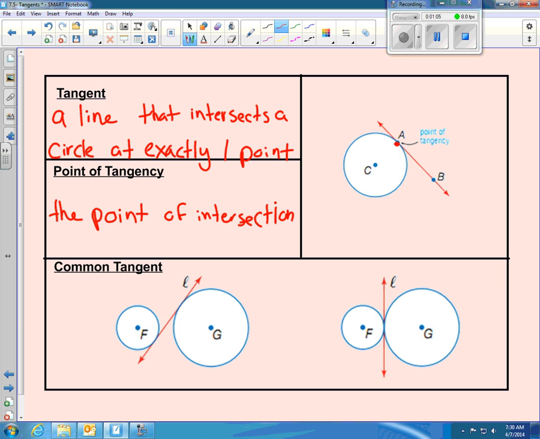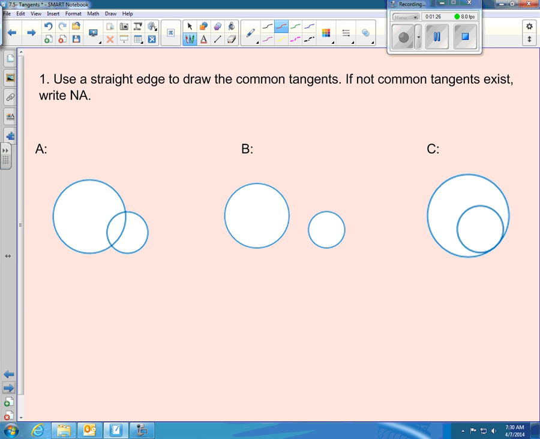And then we have common tangents. Common tangents are going to be things that touch multiple circles, but still touch each circle in only one place. So for example, line L touches circle F there, and circle G there. And then here, line L touches circle F and circle G at the same place. So let's do a few examples where we draw a common tangent. If no common tangents exist, write N/A, not applicable.